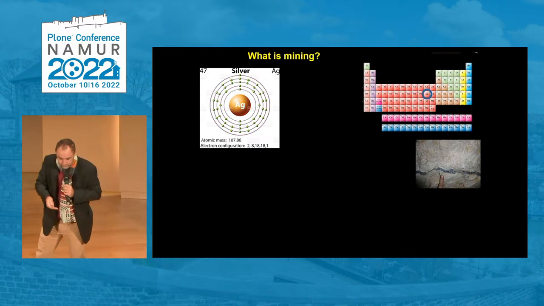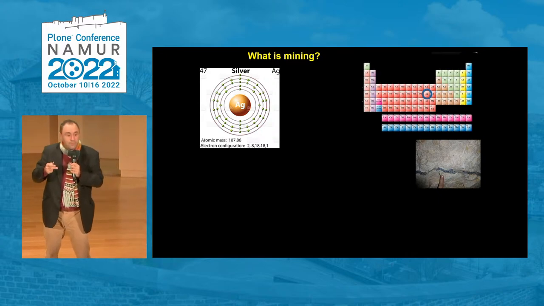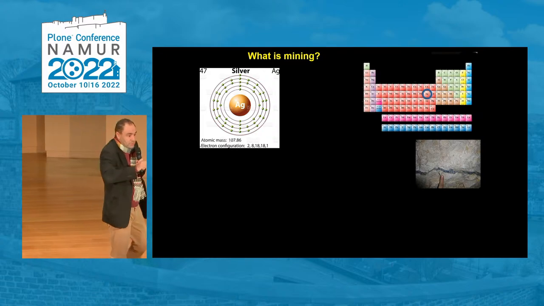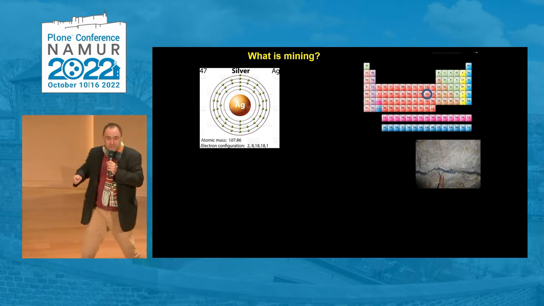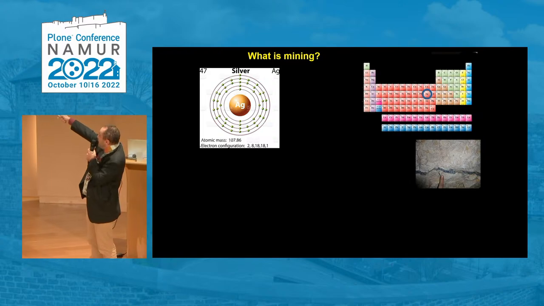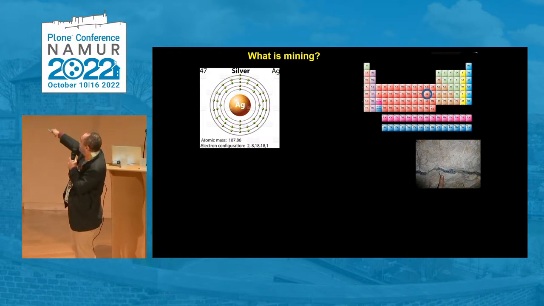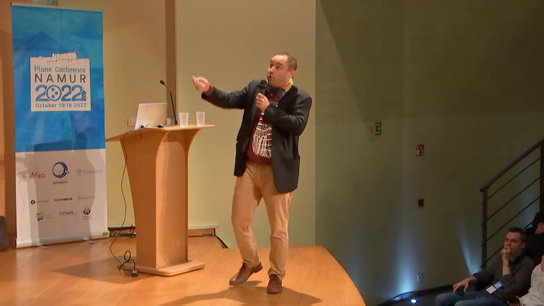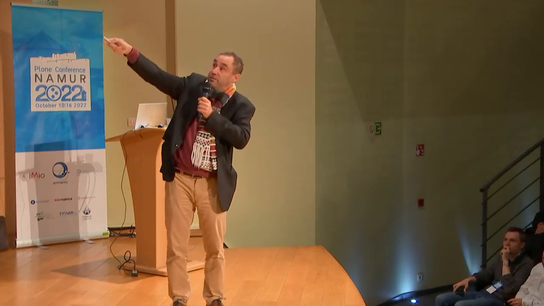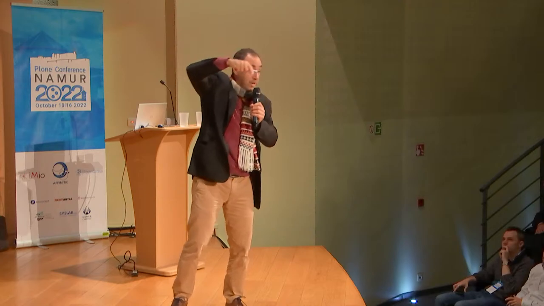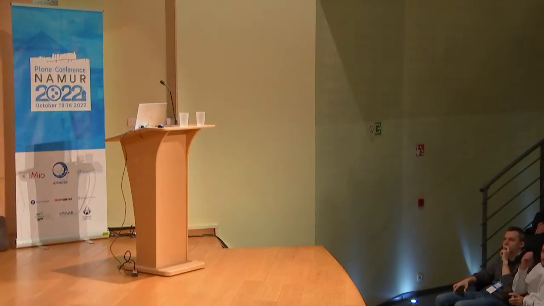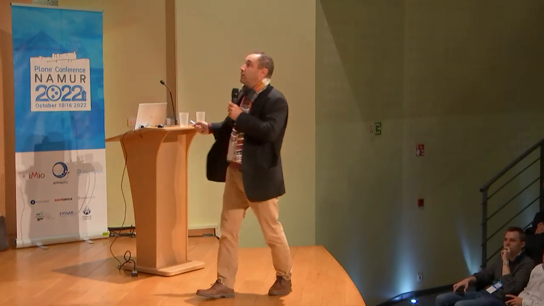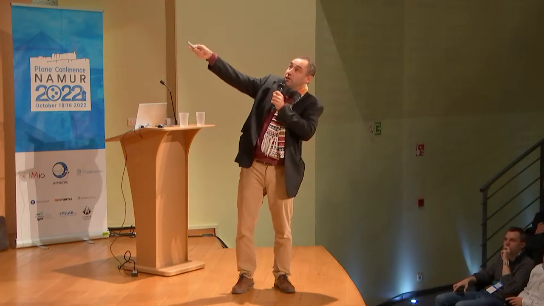If you need silver, you need an element with 47 protons. This is what you need when you need silver. And you can extract it from this kind of rock, from a mineral, and you have silver within the mineral, but there are a lot of other elements within the rock. And in this rock, the rate of silver is 0.01%. So your goal, of course, is to transform this into this.